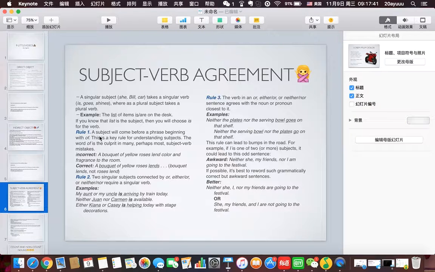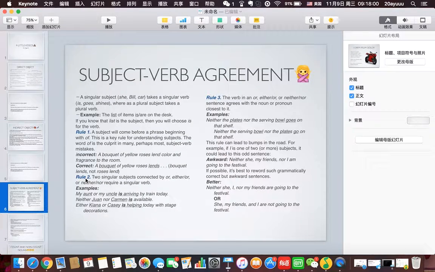I'm just going to read one. The subject will come before a phrase beginning with of. This is a key rule for understanding subjects. The word of is the culprit in many, perhaps most, subject-verb mistakes. Look, this is an example of incorrect. This is an example of correct.